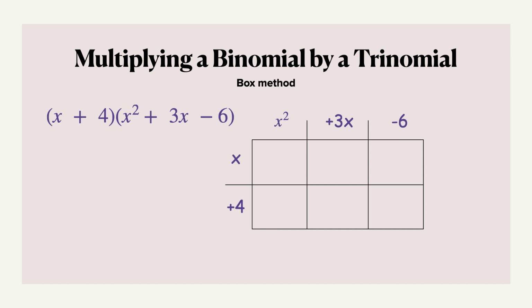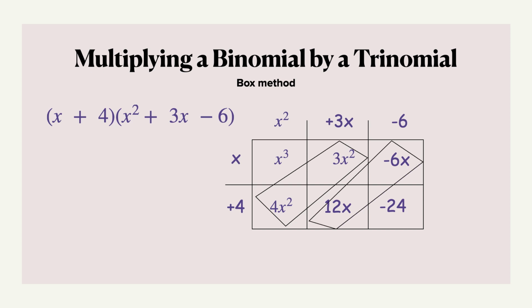Okay, x squared times x is x to the 3rd power. 3x times x is 3x squared. Negative 6 times x is negative 6x. x squared times 4 is 4x squared. 3x times 4 is 12x. And negative 6 times 4 is negative 24. Now, remember in the last one we had diagonal like terms. We still have diagonal like terms, but this time I have 2 sets of diagonal like terms.